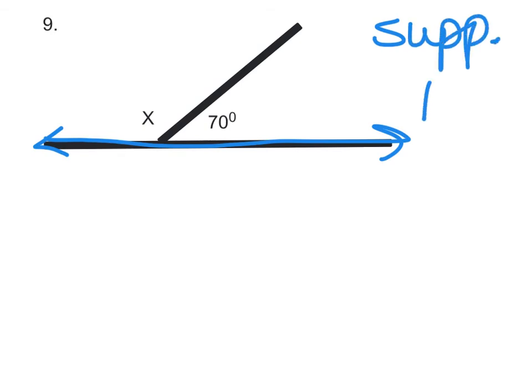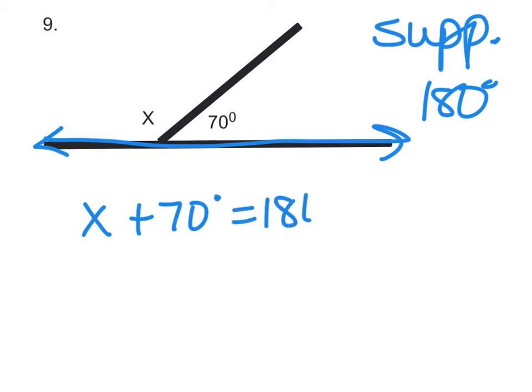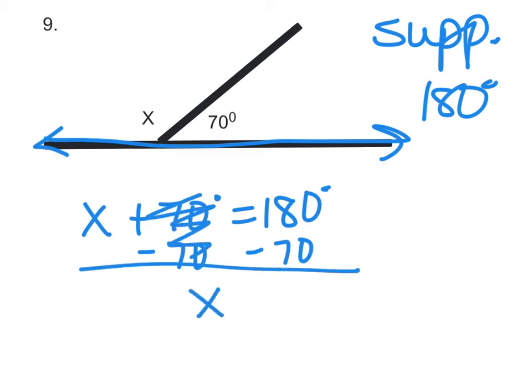Remember that supplementary means that they add up to equal 180 degrees. So we know x and 70 together should add up to equal 180 degrees. Okay, so if you take 180 and you subtract the angle that you know, so if you subtract 70, that'll leave you with the angle that you don't know, which is 110. So 110 degrees and 70 degrees are supplementary because they add up to equal 180 degrees.